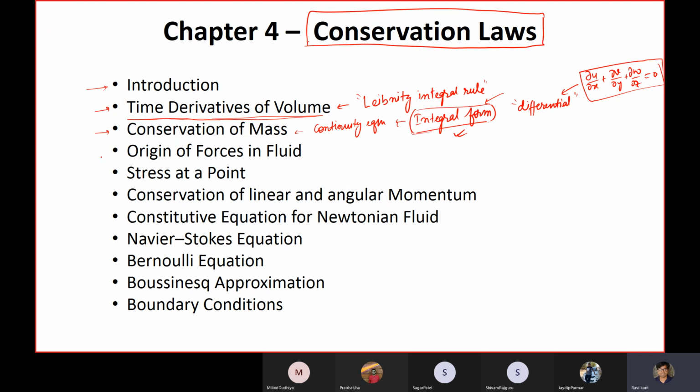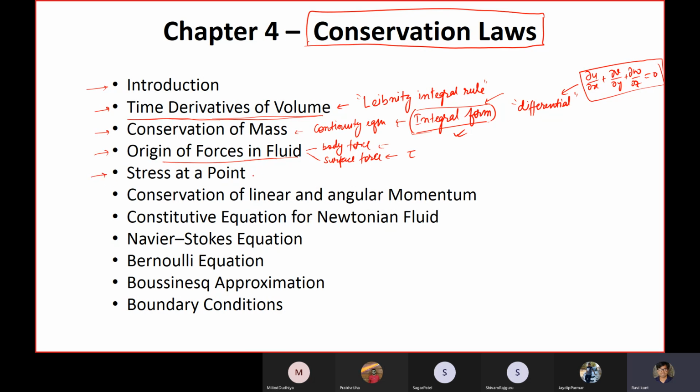We'll also talk about the origin of forces in the fluid, which may constitute body force or surface force. Since we have already looked at the surface forces, how they come because of those stresses, we'll also talk about the body forces in that context.